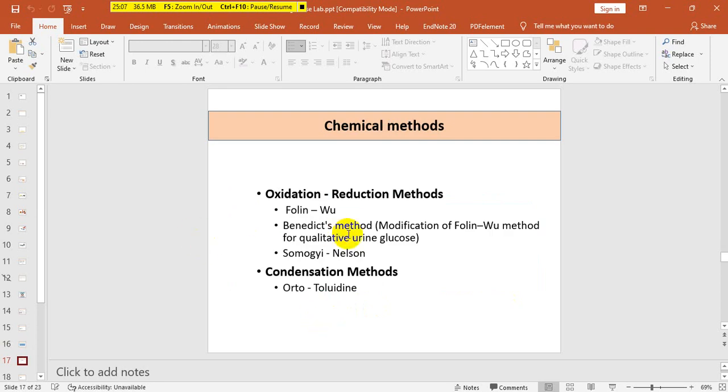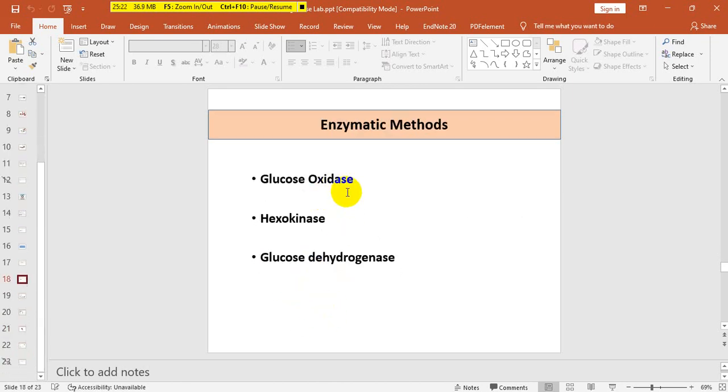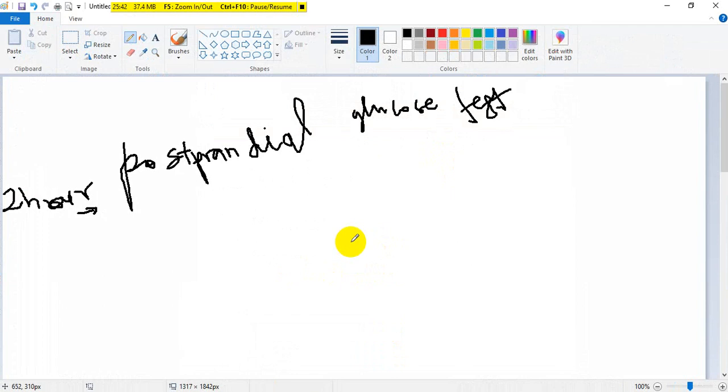How do we test? We have methods. We have the oxidation reduction methods, for example Folin-Wu, Benedict's method, Somogyi-Nelson. Condensation methods, that's the ortho-toluidine. We also have glucose oxidase. The glucose oxidase test is what I did when I was doing my undergraduate project in the year 2006. Hexokinase, glucose dehydrogenase. So these are enzymatic methods.